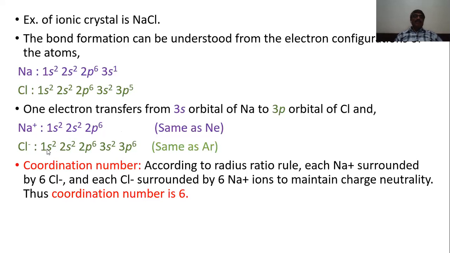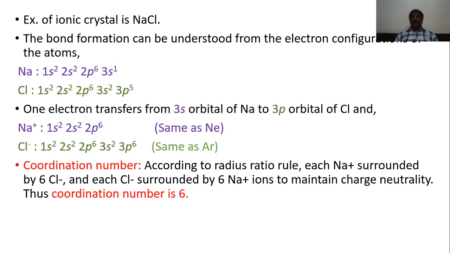And what about the chlorine atom? It has acquired one electron, gained one electron, so it becomes a negative ion. The electronic configuration of Na plus is equivalent to Ne, that is neon, and Cl minus is equivalent to argon, Ar.